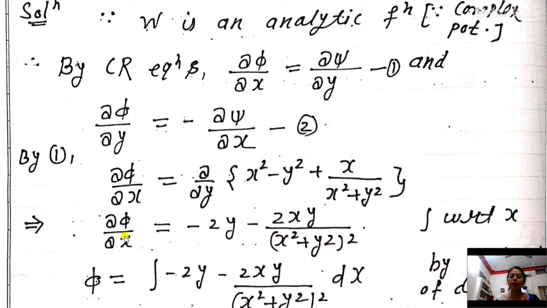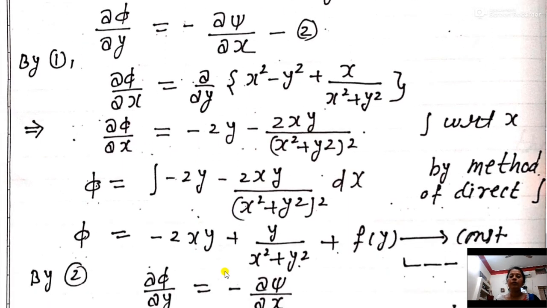To extract phi, we have to integrate both the sides with respect to x using the direct integration method. When we are integrating with respect to x, we have to treat y as a constant. So this is the value of phi. We have to integrate this with respect to x, treating y as a constant. But when we are using the method of direct integration, in place of a constant, we have to put a function of y. So this is the value of the real part, but we have to find out the value of fy further.